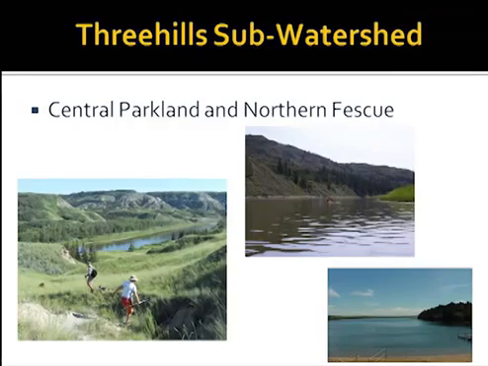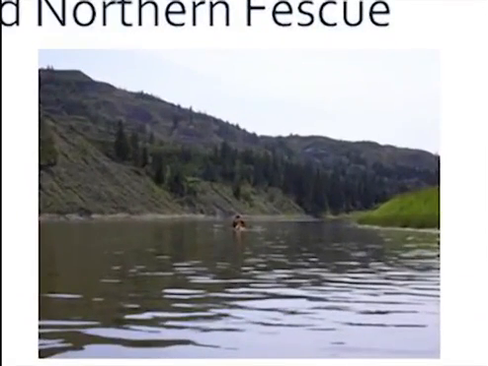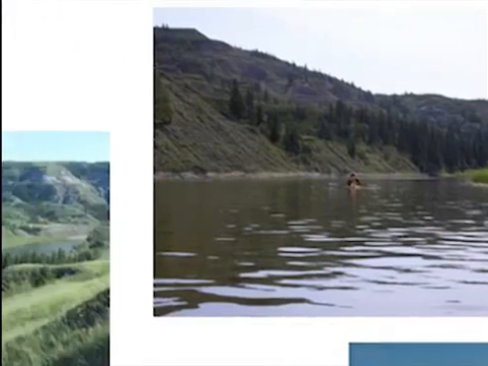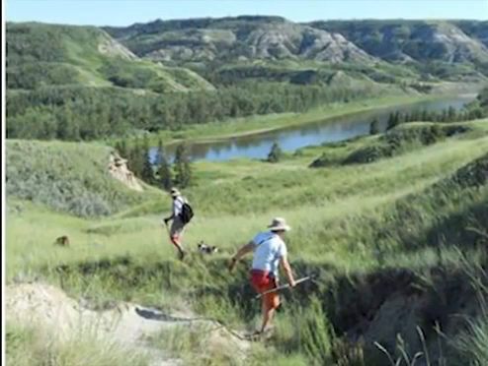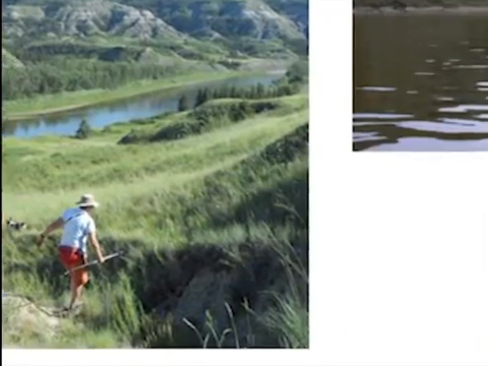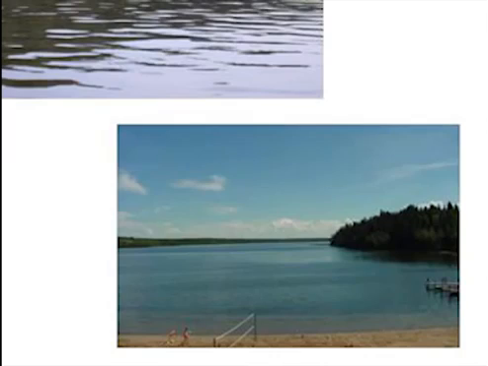Three Hills, we're starting to get into the deeper river valley. We're starting to get into our fescue grass, so we're starting to see our wildlife change, and we're starting to see our riparian area being the only area that has a lot of trees.